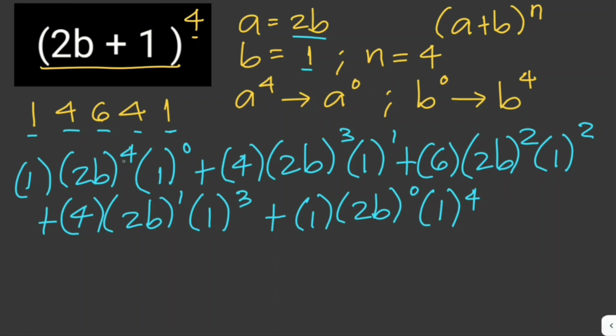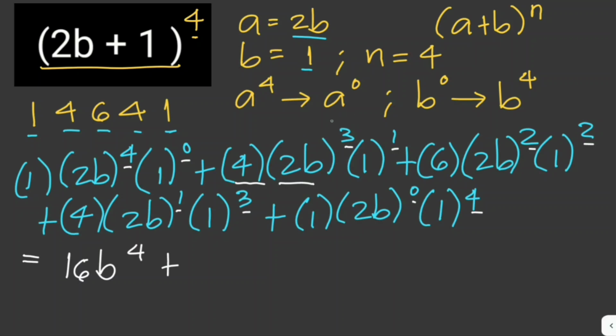Okay, let's check again if we did it right. The exponent of a should be decreasing: 4, 3, 2, 1, 0, and b is from 0, 1, 2, 3, 4. And now we can simplify each of the terms. So 1 times (2b) to the fourth. 2 to the fourth is 2 times 2 times 2 times 2, that is 8 times 2, that is 16. So 16b to the fourth, because 1 to the 0 is equal to 1, plus 4 times (2b) cubed.